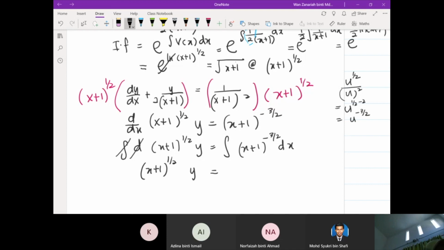So dekat sini we integrate. We plus 1. Ini boleh conteng dekat tepi lah. Negative 3 over 2 plus 1, basically 2 over 2. So you get negative 1 over 2. So a lot of indices kat sini sebenarnya kena hati-hati buat. Okay. So I get x plus 1 to the power of negative 1 over 2, over negative 1 over 2. Okay. And don't forget plus c.